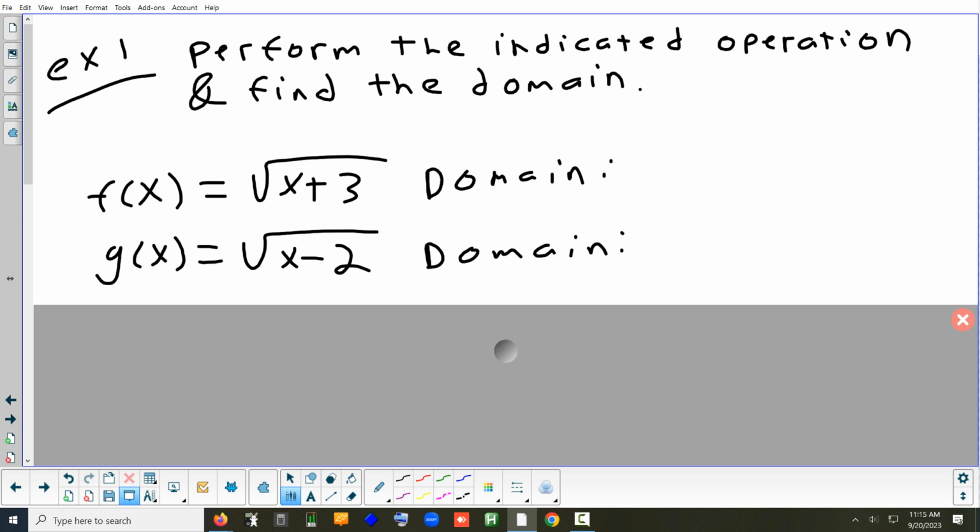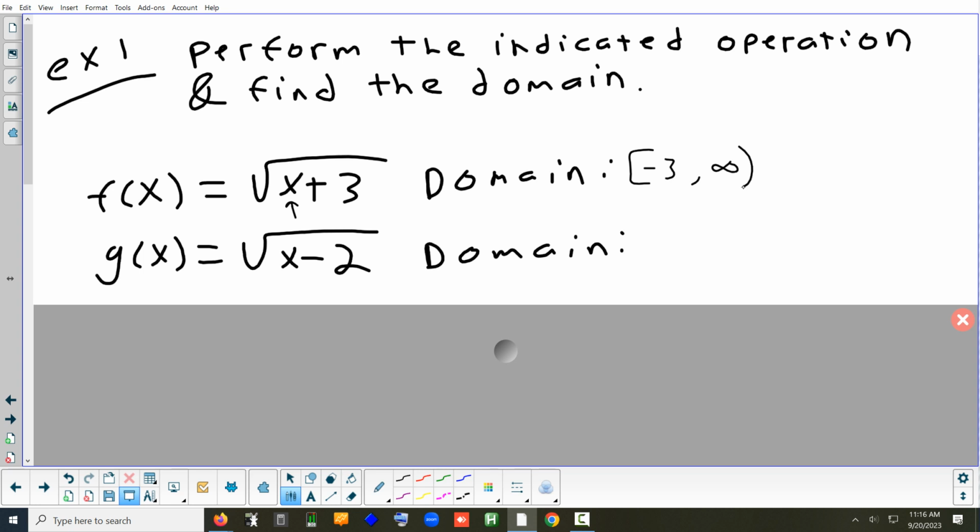So what numbers could you plug in for x in the top one? Negative 3. That's one number you could plug in, negative 3. What would be all the numbers you could plug in? And the way we'll write it is as an interval. Tell me the lowest number you could plug in, and then tell me the highest number you could plug in. Yep. Bracket, negative 3, infinity, parentheses. Perfect. That basically means x is greater than or equal to negative 3.